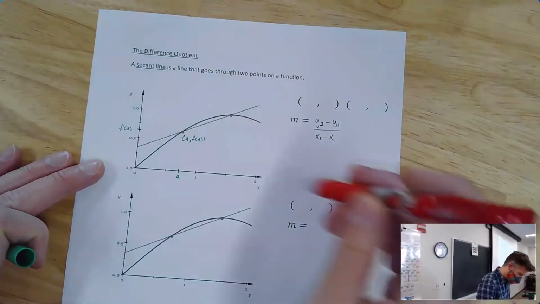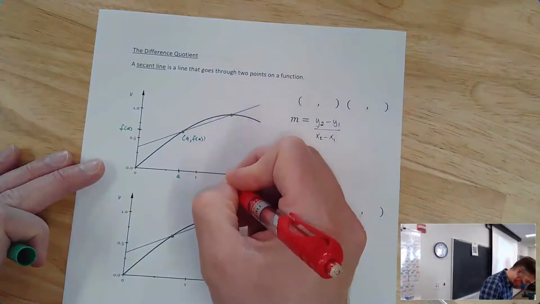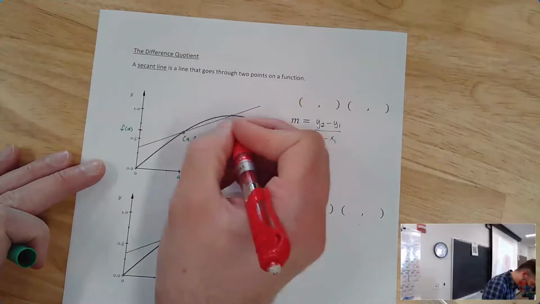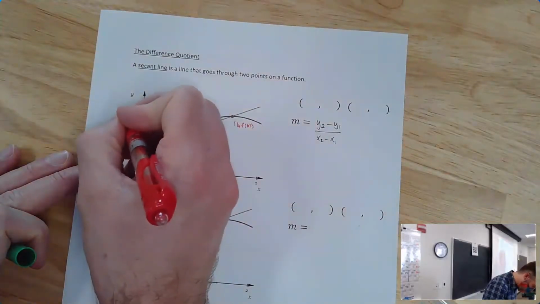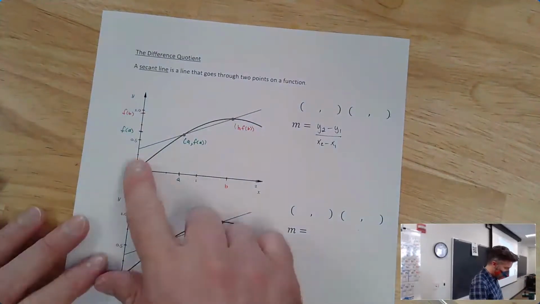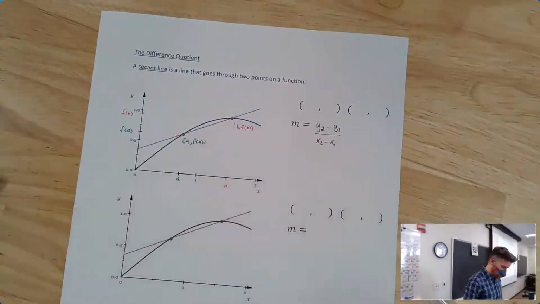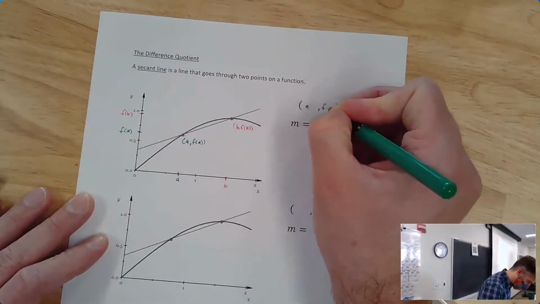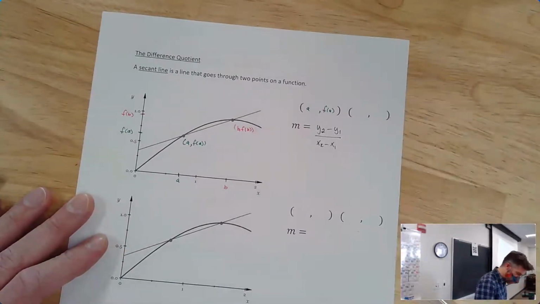And I'm going to call this other point here B, comma, f of B. So if I want to find the slope of that line, I can use my slope equation. It's going to be, right, my first point is A, comma, f of A. My second point is B, comma, f of B.